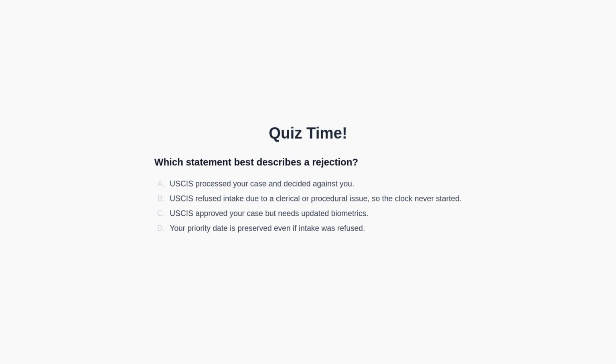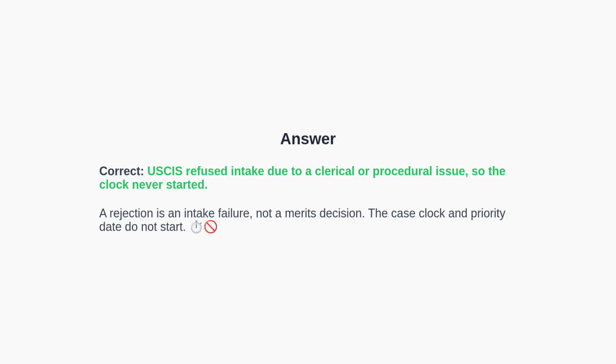You may pause the video now to think about the answer. We will discuss the answer in the next section of the video. The correct answer is that a rejection occurs when USCIS refuses intake due to a clerical or procedural issue, so the case clock and priority date never started. It is not a decision on the merits.